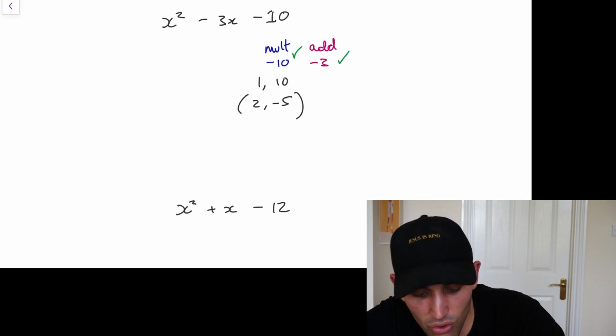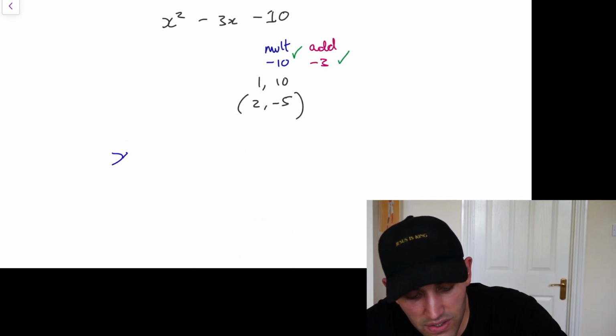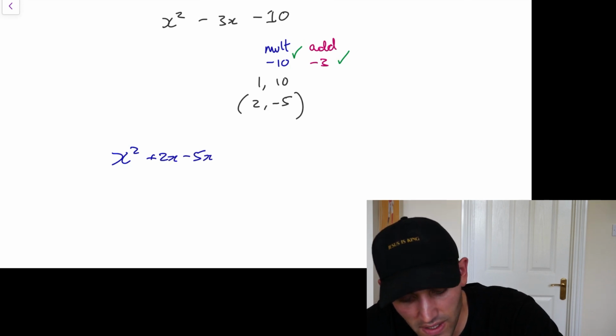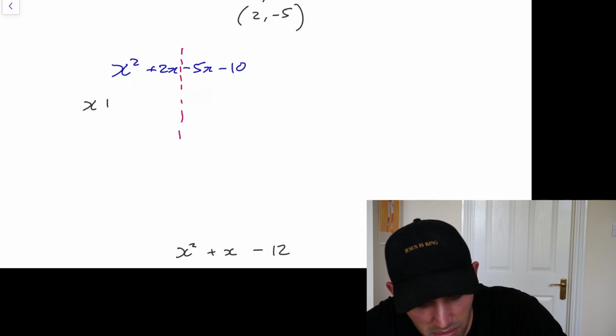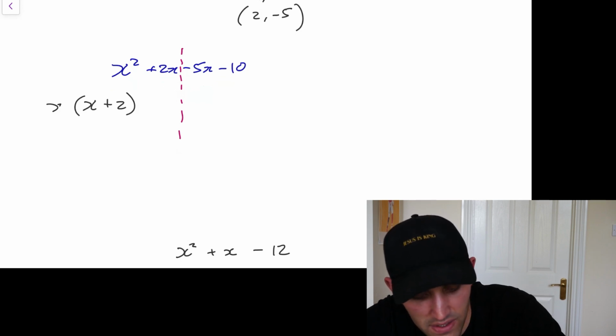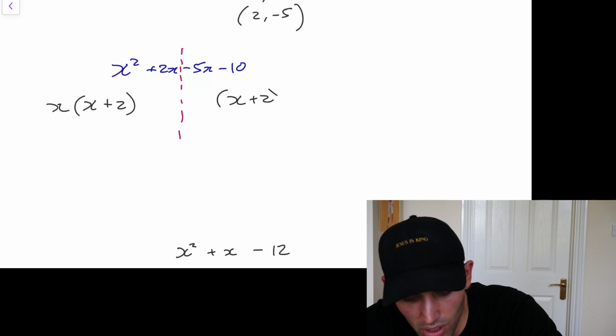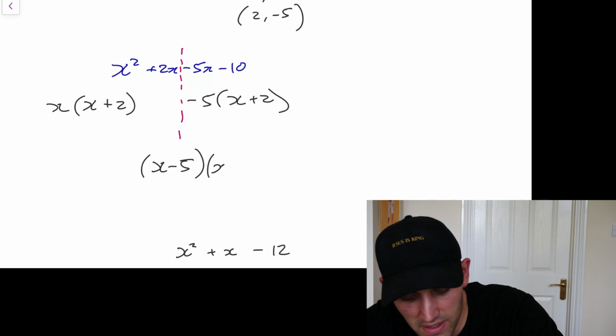So let's quickly rewrite. x squared plus 2x minus 5x minus 10, and that's just an expression, so there's no equals 0. Let's factorise. x plus 2, x plus 2 minus 5, x minus 5, x plus 2.